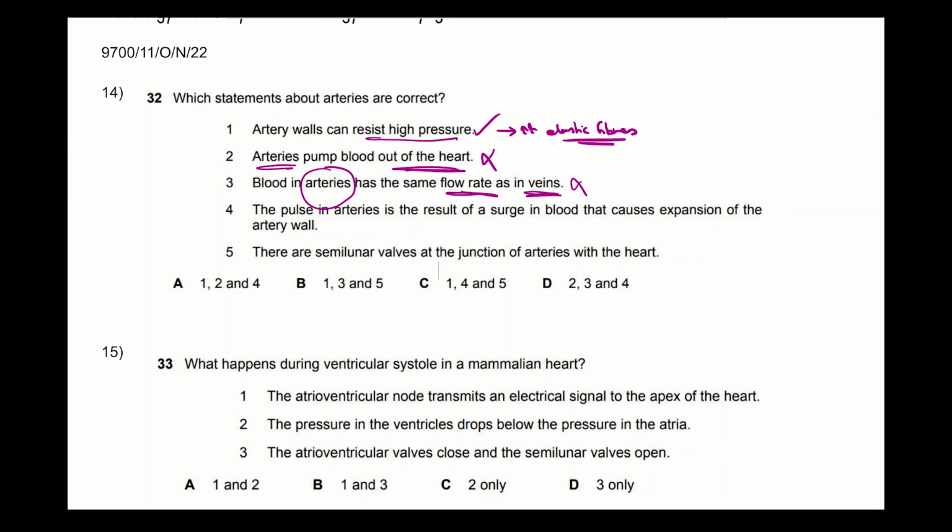4. The pulse in the arteries is the result of a surge in blood that causes expansion of the artery wall. We just mentioned that due to the elastic fibers, it could surge and stretch to increase or decrease the pressure. When it surges, it causes the expansion of the artery wall. When the artery wall expands, it decreases the blood pressure, so that's a way of controlling the blood pressure in the arteries, so it is correct. 5. There are semilunar valves at the junction of arteries with the heart. Now, semilunar valves are between the ventricles and the arteries, therefore this is correct. And the answer is going to be C.